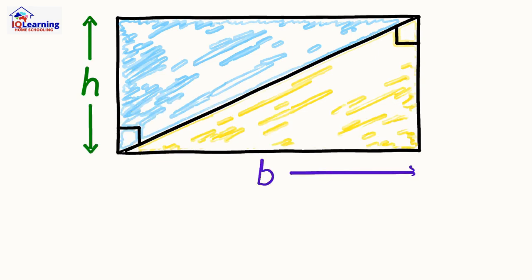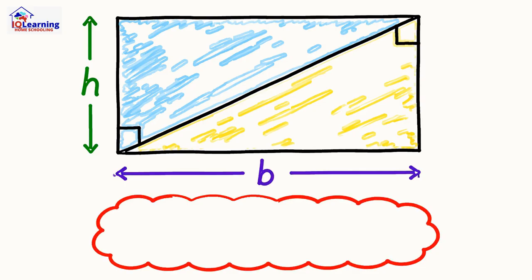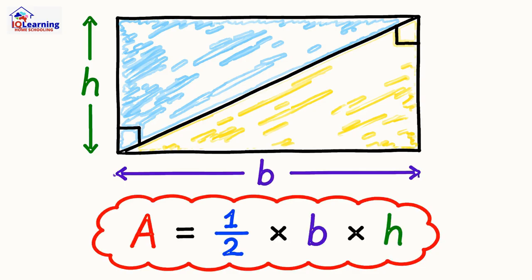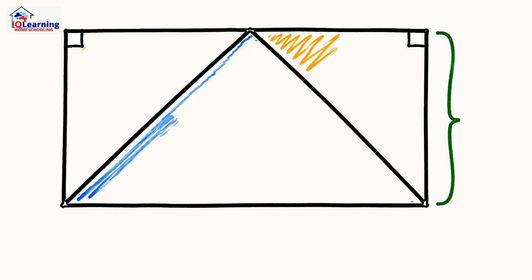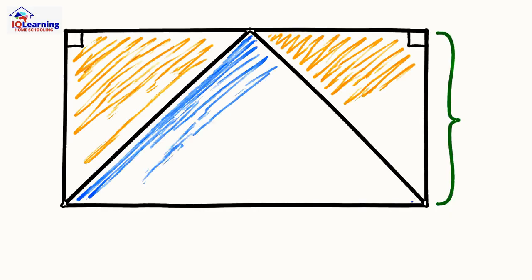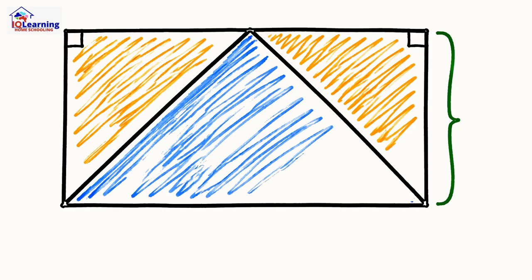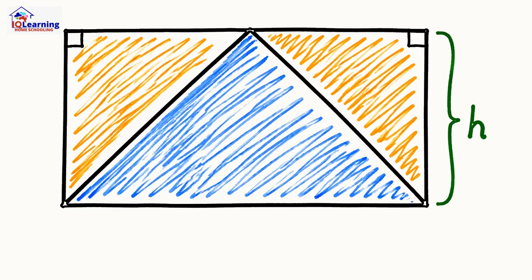That's where the formula comes from. Area equals 1/2 times base times height. This logic holds true for any triangle, even the lopsided ones. You can always imagine them fitting inside a box, taking up exactly half the space.